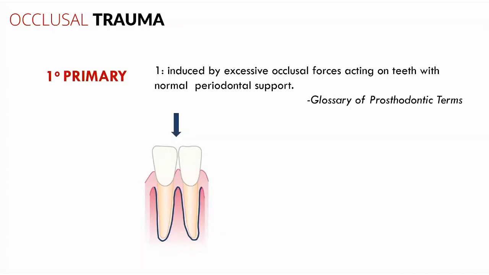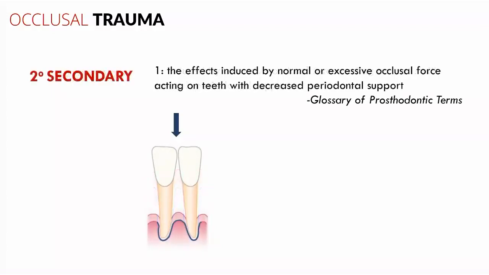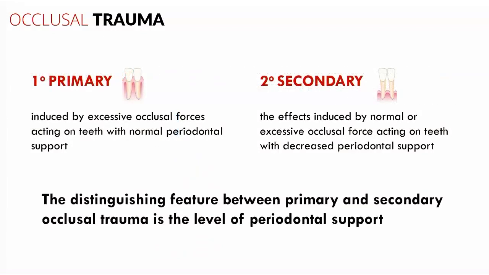So the caveat, or the thing that's really critical for you to understand and probably want to write down is, in order for you to distinguish between primary and secondary occlusal trauma, you have to have an evaluation of the condition of the periodontium. If you don't know the condition of the periodontium, you cannot distinguish between primary and secondary occlusal trauma. Because the whole point, or the distinguishing feature, and I'll have this up again, is the level of periodontal support. Secondary occlusal trauma has decreased periodontal support. Primary occlusal trauma has normal periodontal support.